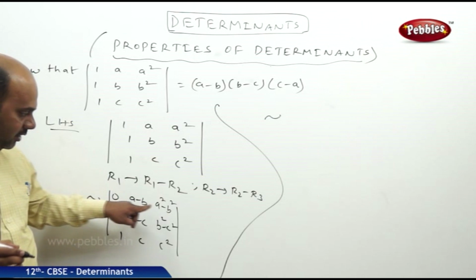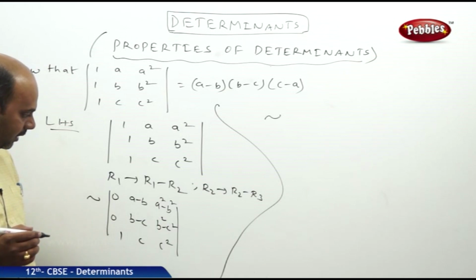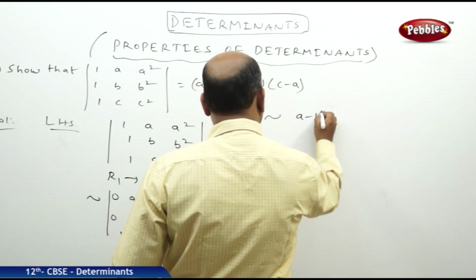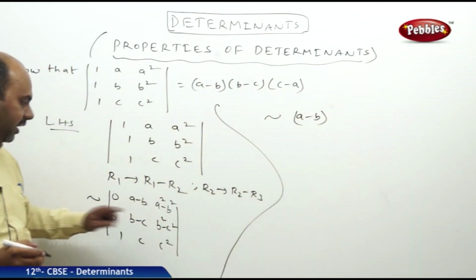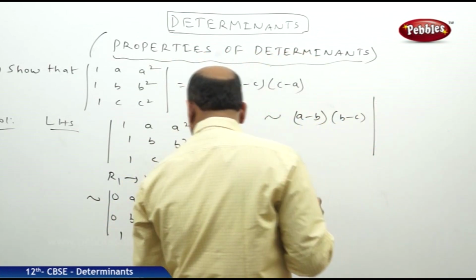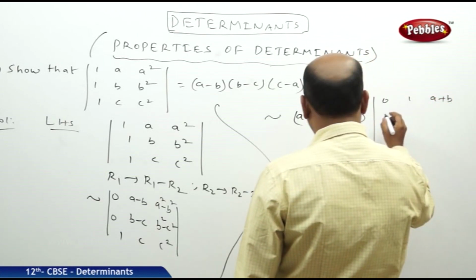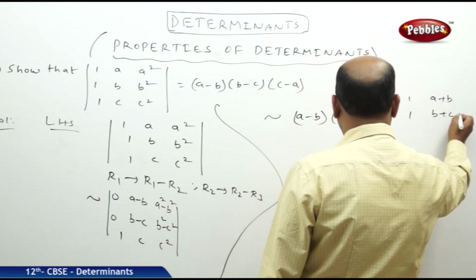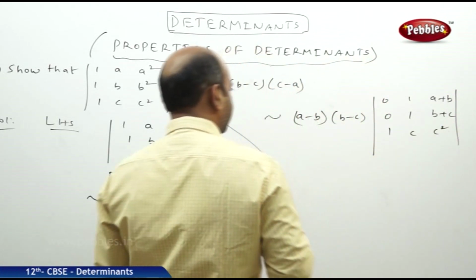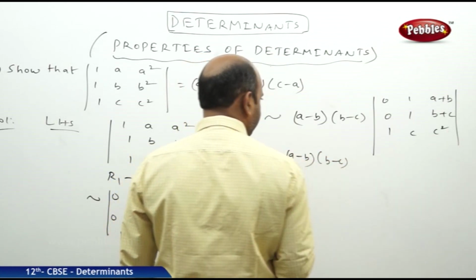a minus b, a square minus b square means (a minus b) into (a plus b), and b square minus c square means (b minus c) into (b plus c). So from the first row I can take a minus b common, and from the second row I can take b minus c common. So what happens? 0, 1, a plus b, and here 0, 1, b plus c, and here 1, c, c square. So what happens finally? (a minus b), (b minus c), (c minus a).